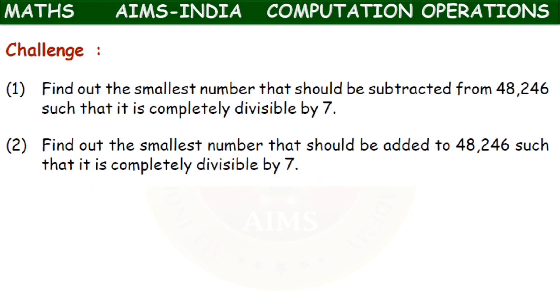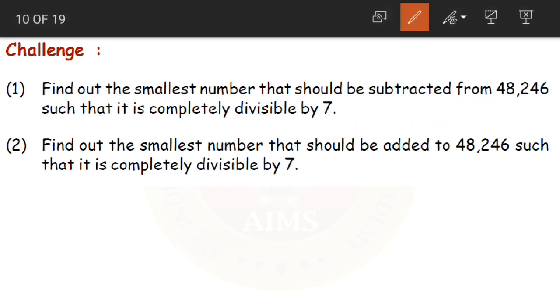Yes. Now here is a challenge for us. Find out the smallest number that should be subtracted from 48,246 such that it is completely divisible by 7. So for this kind of questions, what should we do is, what numbers do we have? 48,246 and 7. Yes children.